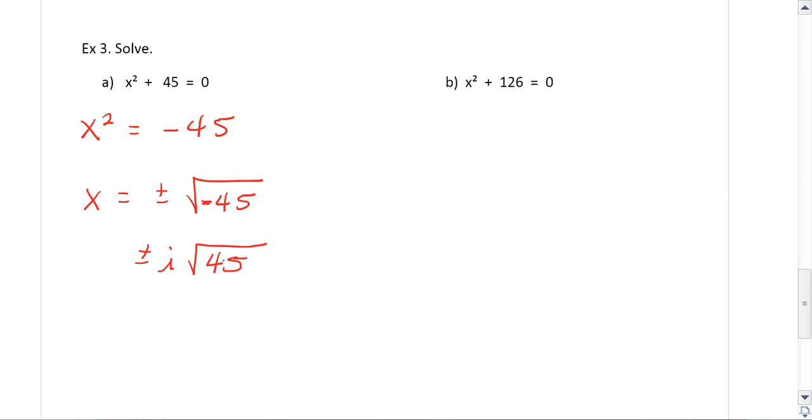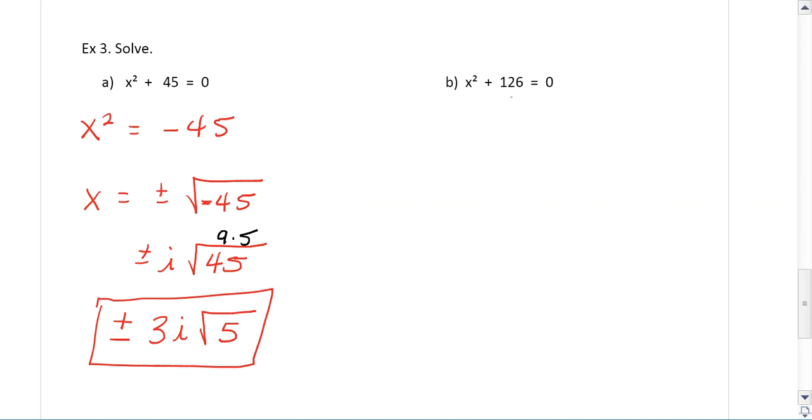The second thing to do is to look for any perfect squares in the 45, and I'm hoping you see that 9 times 5 is 45. So we need to pull out that perfect square 9. The square root of 9 is 3, so we have 3i in front, and underneath the radical we have square root 5. So that's the two answers to this quadratic.